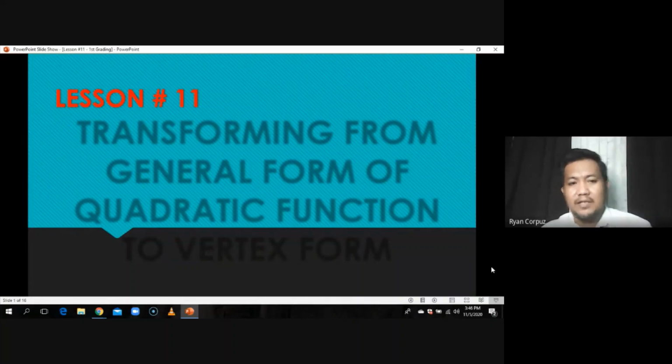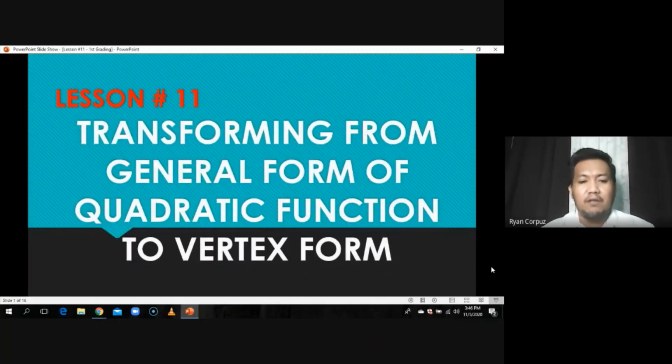Today we are going to discuss another lesson. So we are now on lesson number 11. As you can see, what we're going to discuss today is about transforming from the general form of the quadratic function to the vertex form. Discussing the introduction to quadratic function, we have already mentioned there that a quadratic function has a general form and a vertex form. So what we are going to do in this day's lesson is transform that general form of the quadratic function to the vertex form, or also known as the standard form of the quadratic function.